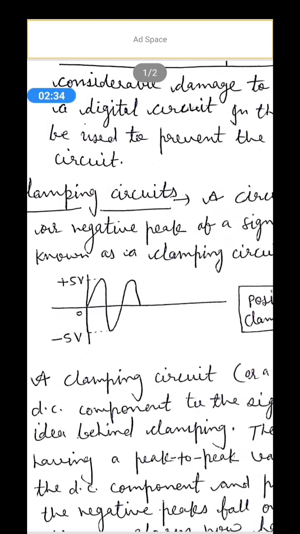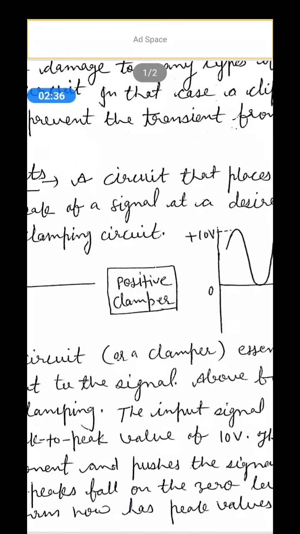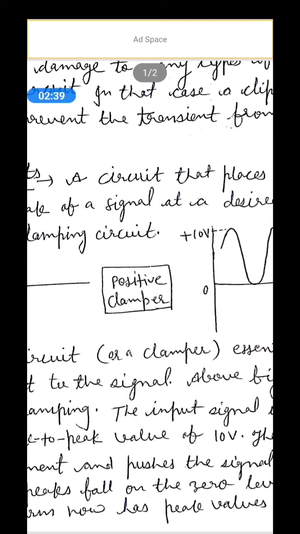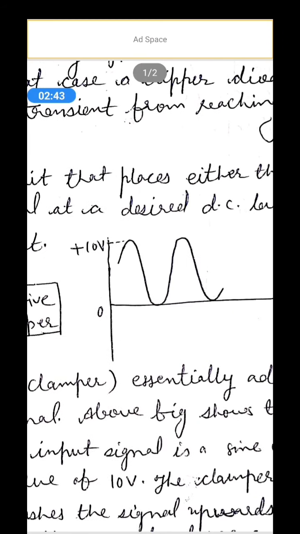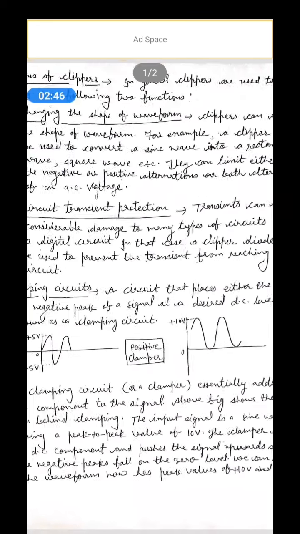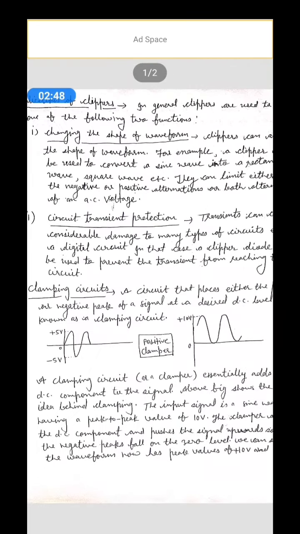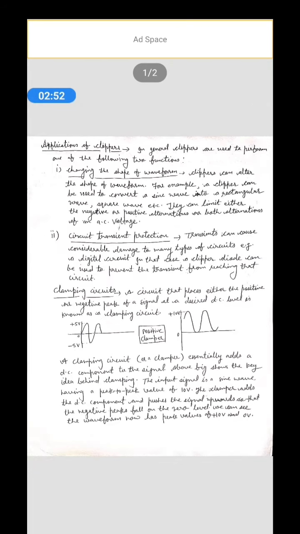This is the input waveform and this is a positive clamper and this is the output waveform. Now, a clamping circuit or a clamper essentially adds a DC component to the signal. The above figure shows the key idea behind clamping. The input signal is a sine wave having a peak to peak value of 10 volt.